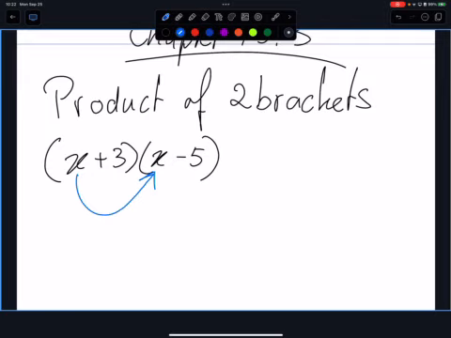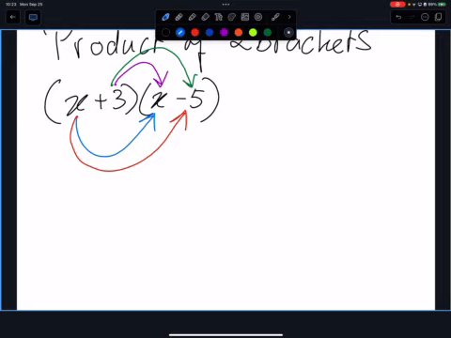When you multiply two brackets, you multiply the one on the left with everything with the one on the right. So x times x is x squared. x times minus 5 is minus 5x. 3 times x is 3x. And then minus 5 times 3 equals minus 15.